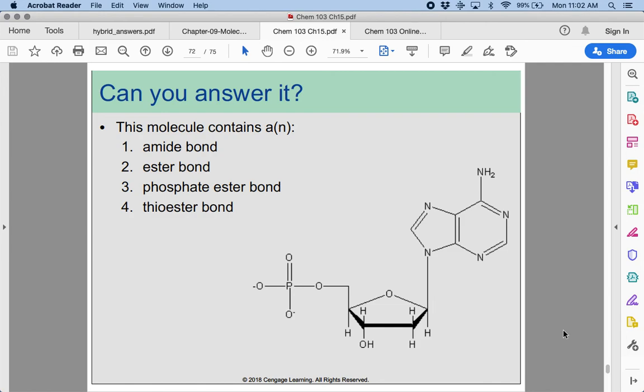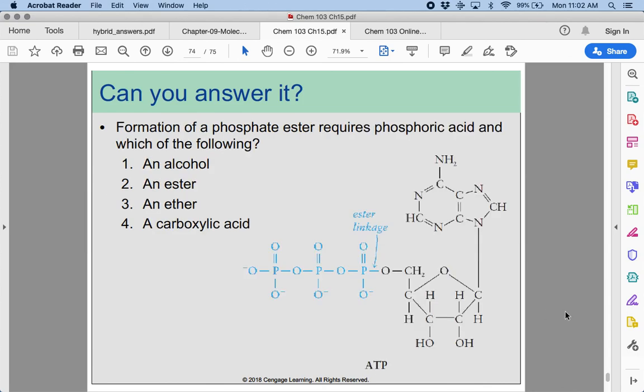So go ahead, try and answer this question. This would be a phosphate ester bond right here. Again, answer this question. We know that esters are formed from the alcohol, right?